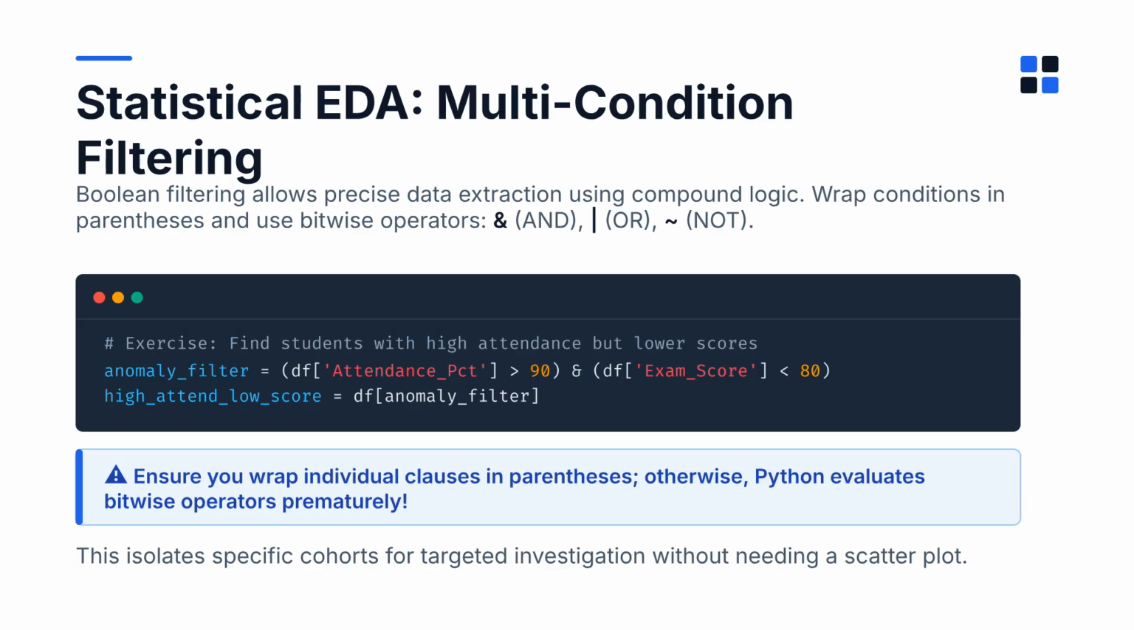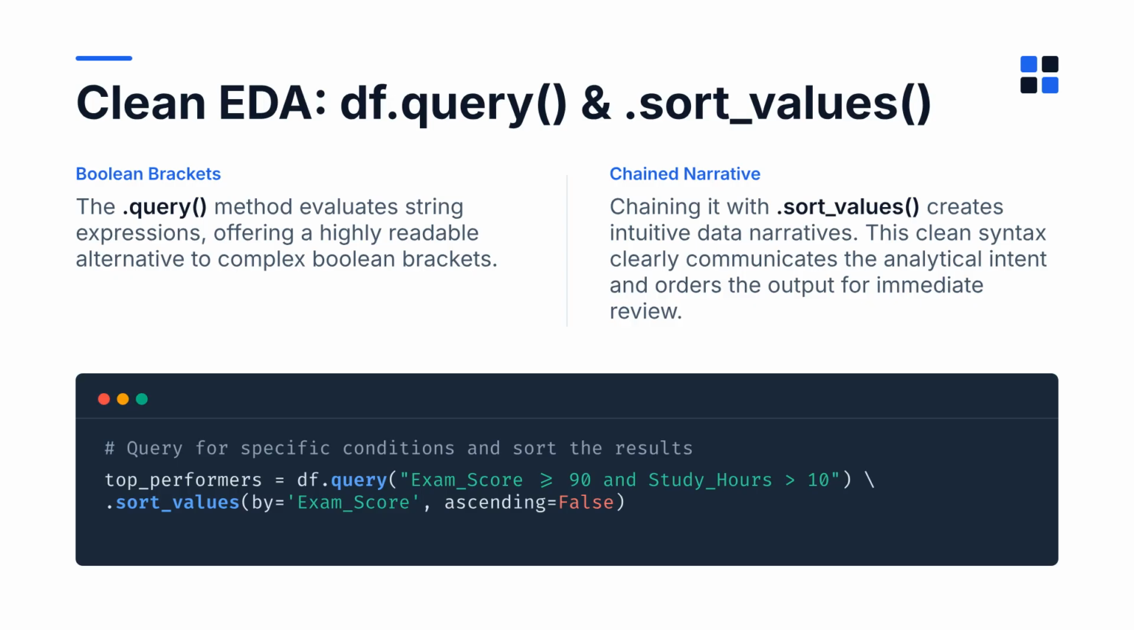Perform multi-condition filtering by combining Boolean clauses with bitwise operators. Always wrap individual conditions in parentheses to ensure correct evaluation order by Python. The query method provides a clean, readable alternative to complex Boolean brackets. By chaining it with sort_values, you can construct intuitive data narratives.